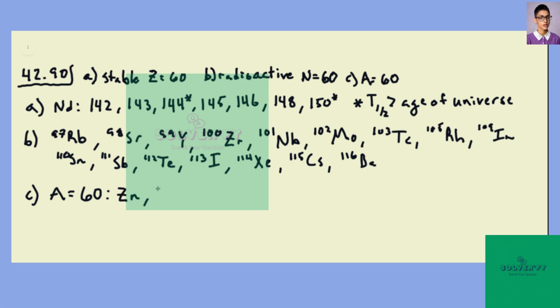we have zinc 60, copper 60, nickel 60, cobalt 60, iron 60, manganese 60, chromium 60, and vanadium 60.